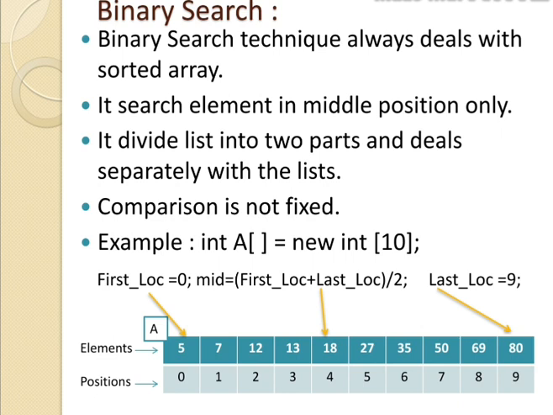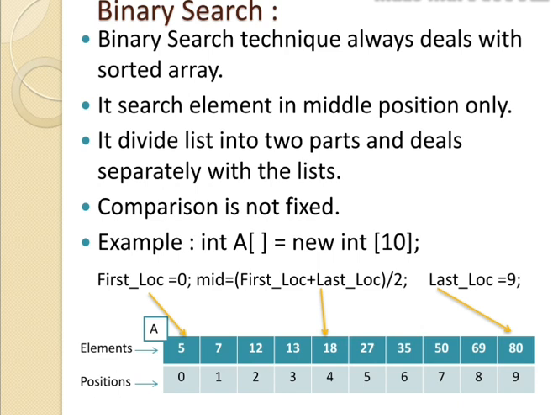First of all, the binary search technique always deals with a sorted array. You have to remember that. This is a basic difference between linear and binary. Linear doesn't want any order, but binary wants sorted order. This thing you have to remember.